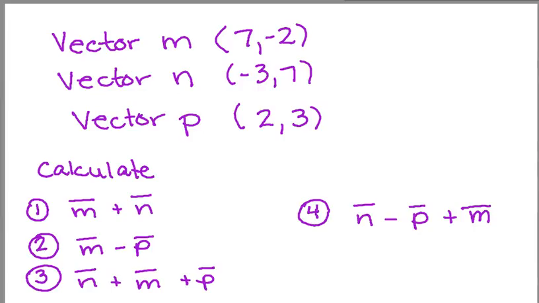And here are four for you to try. I've given vector M, vector N, and vector P information to you. You can see that up there. Remember, this notation is the shortcut for writing vector. This means vector M. This means vector N. And so right now, I'd like you to pause the recording and calculate vector M plus N, and M minus P, and N plus M plus P, and N minus P plus M.